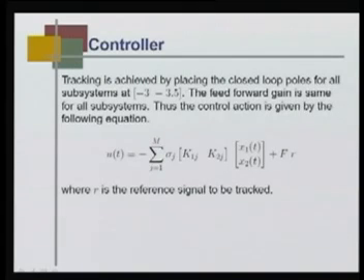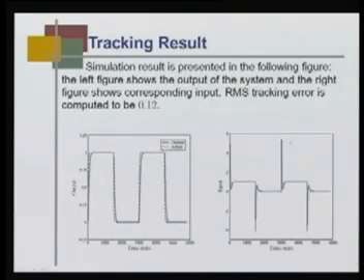Okay. The tracking is achieved by placing the closed loop poles for all subsystems at minus 3 and minus 3.5. The feed forward gain is the same for all subsystems. Thus, the control action is given by the following equation. And you see, this is my state feedback controller for regulation, and this is for tracking the reference signal. So, the tracking result, you see, is very good tracking given set point variation, and this is my control input.